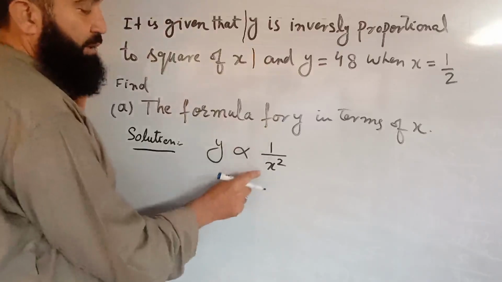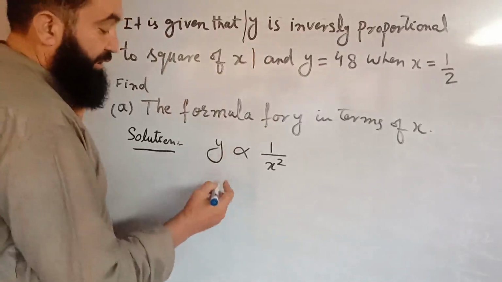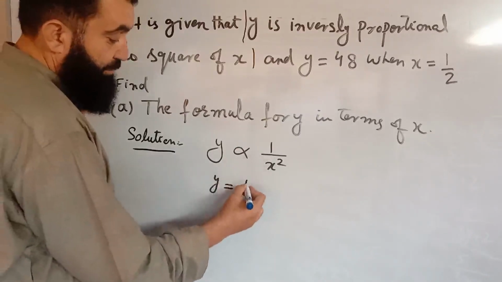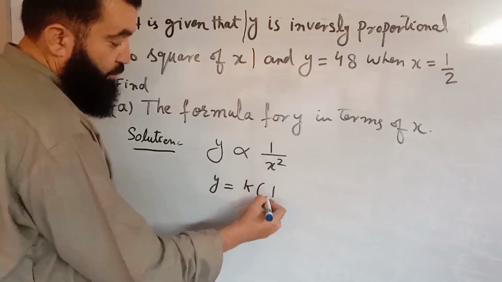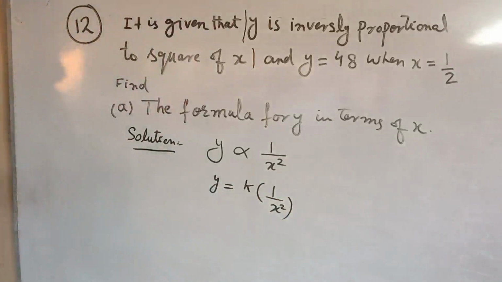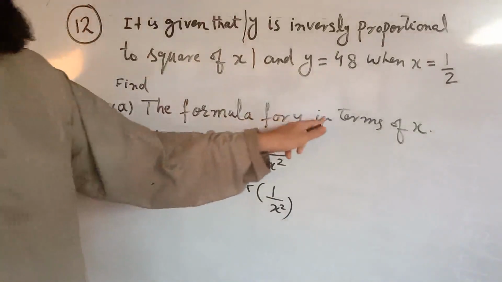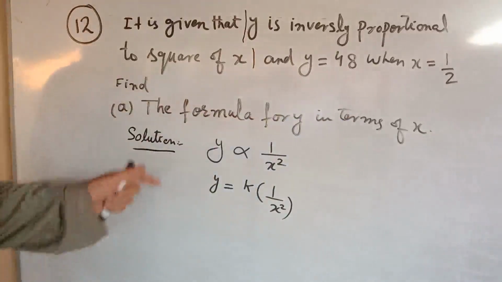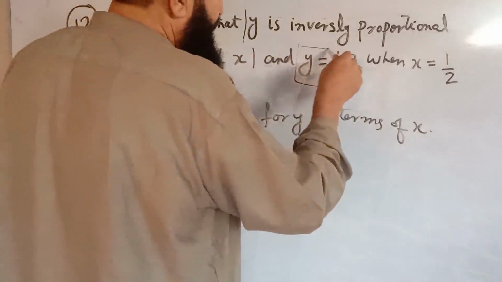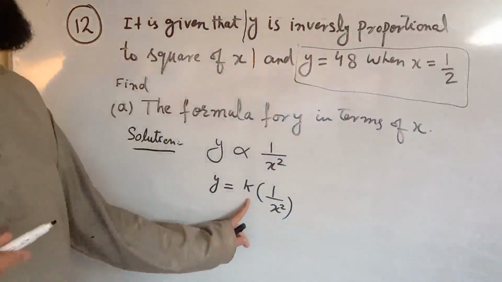Inversely going 1/. In order to change the sign of proportionality into equality, we will put k here. So it becomes k into 1/x square. Now it is the equation. If we can find the value of this unknown k, then we will have the formula in terms of x for y. Now this condition that when both x and y are given, it is used to find the value of k.